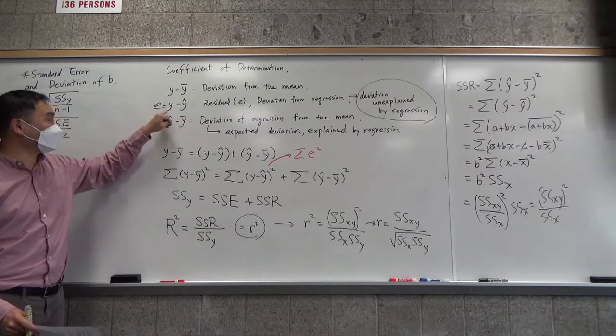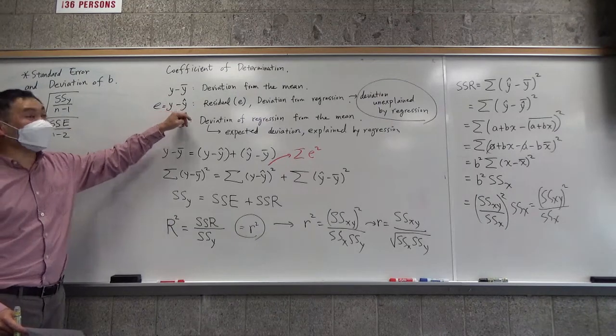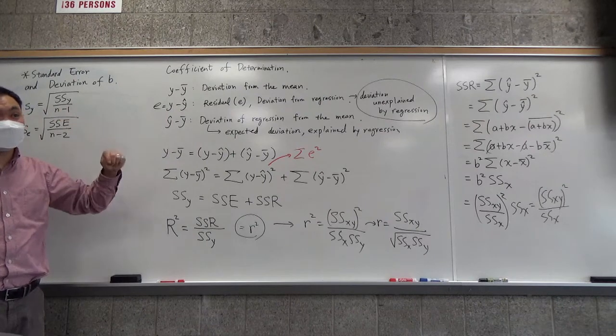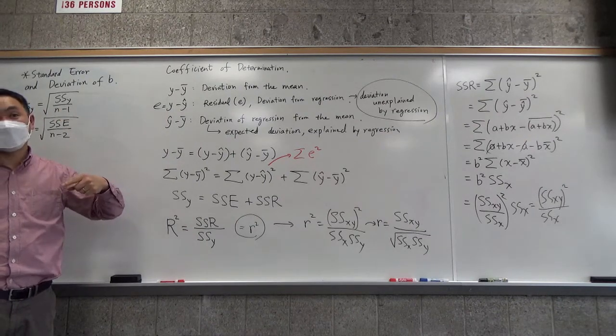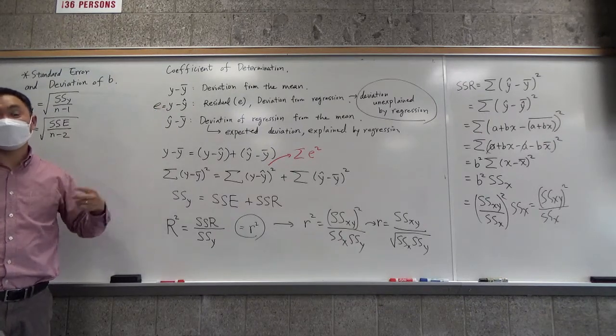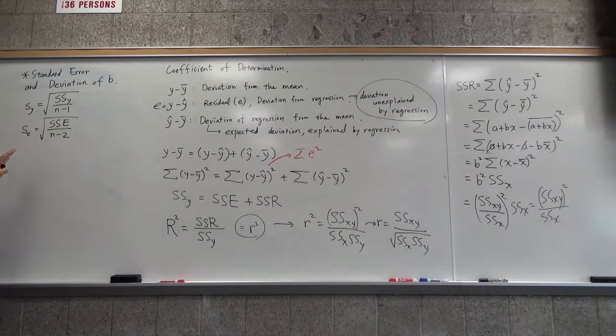So for example, if you just have a sample size of two, then this will always be 0. And that doesn't mean anything, because if you have two data points, you can always connect them by a line. Even if the regression line has 0 error, it doesn't mean that the two values are highly correlated at all. So if you want to talk about the standard error, the standard deviation of the error, then you have to divide by n minus 2. That's what I want to say.